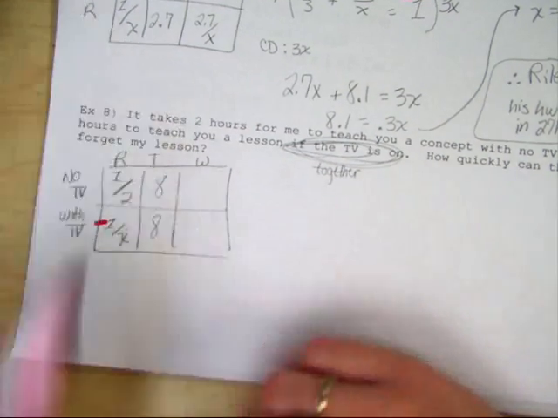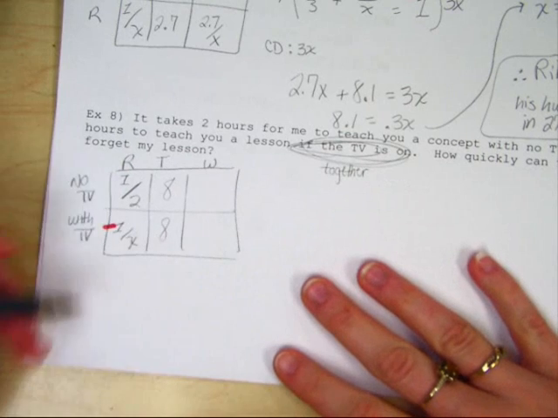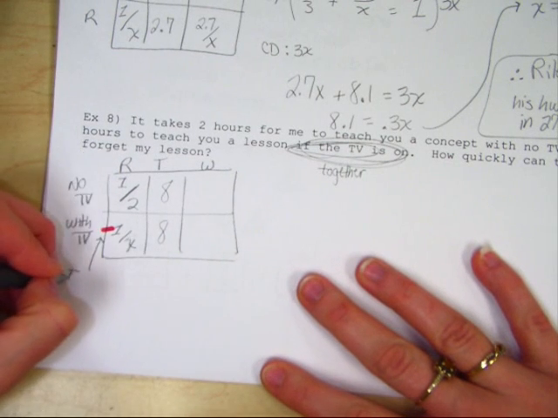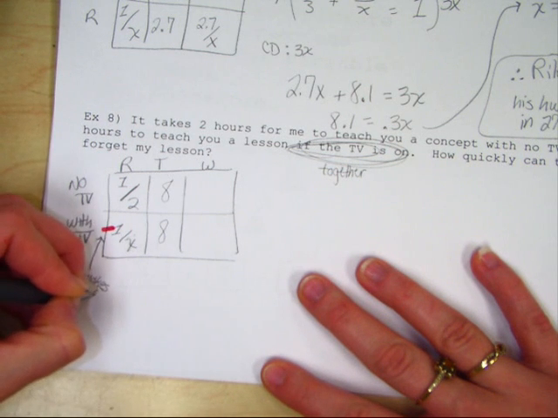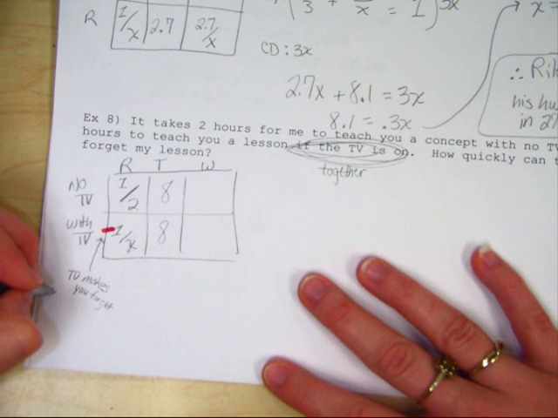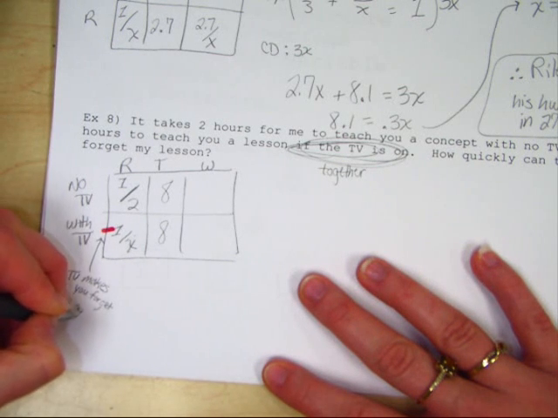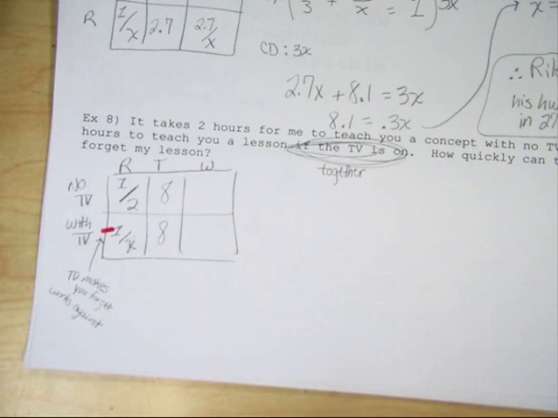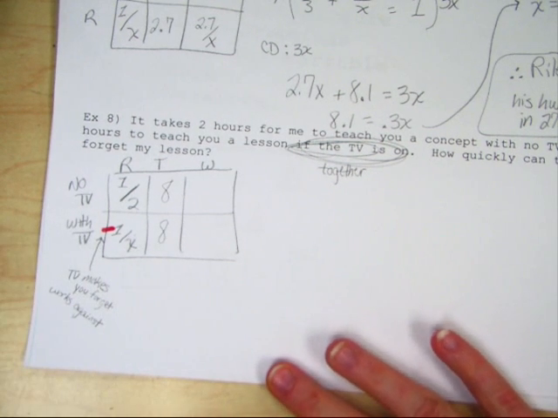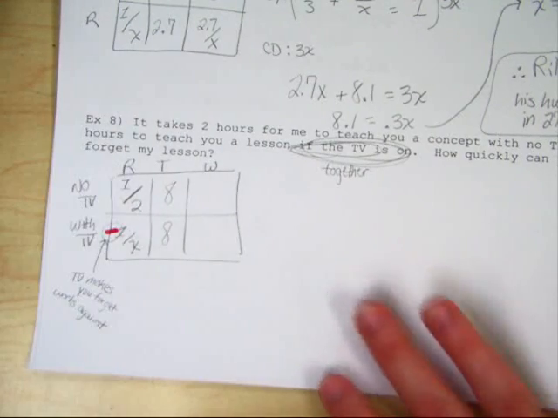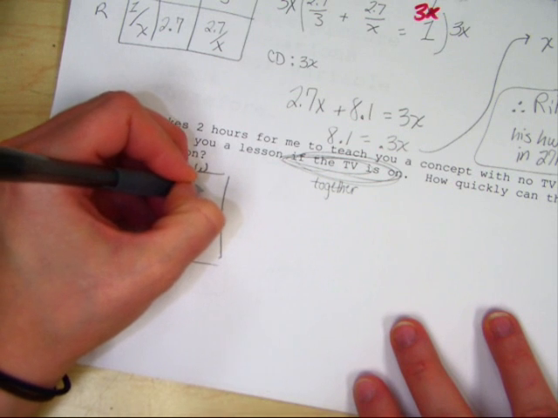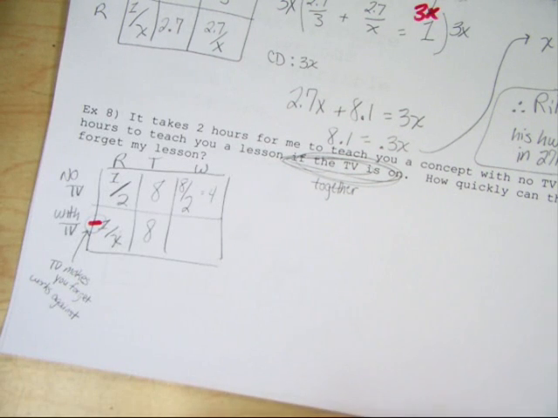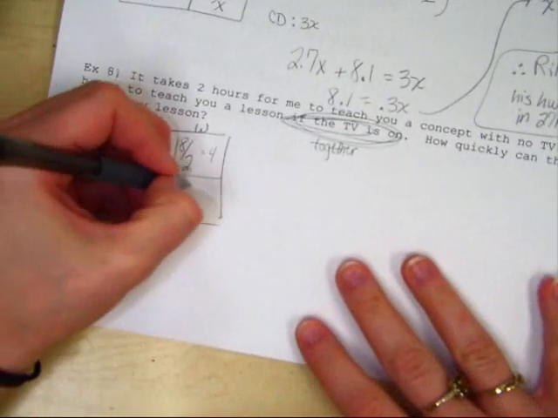Now, something I'm going to do here is put a -1 on the top. The reason for the negative is because the TV makes you forget. Or maybe we could say it works against you. So anytime you have any type of problem where something's working against something else, you're going to use a negative. Okay, so that's why we use that negative there. So with no TV, I get 8 over 2, which is really just a 4, right? 8 over 2 is 4. With the TV is 8 over x.